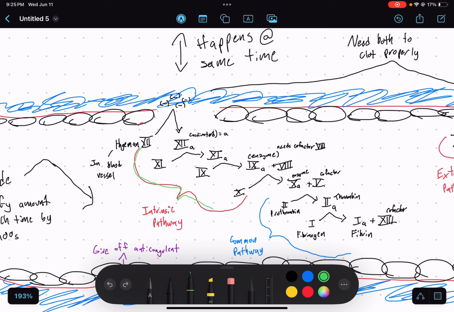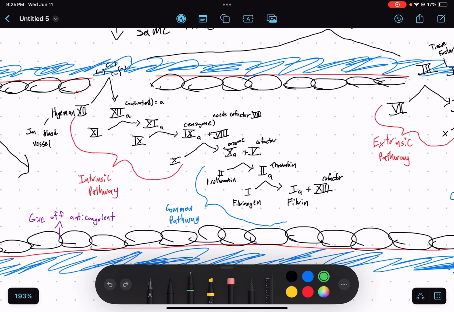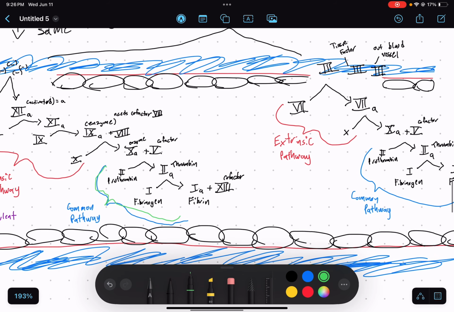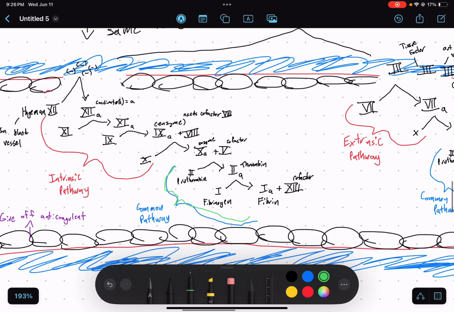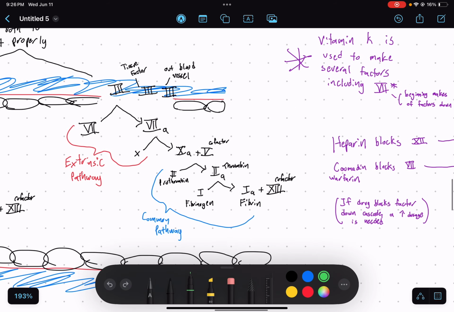And so over here from your Hageman factor 12 to your activated 10, that is going to be your intrinsic pathway, meaning that is unique. And then from your activated 10 to your activated 1 and 13, that's going to be a common pathway because both extrinsic and intrinsic pathways use these.